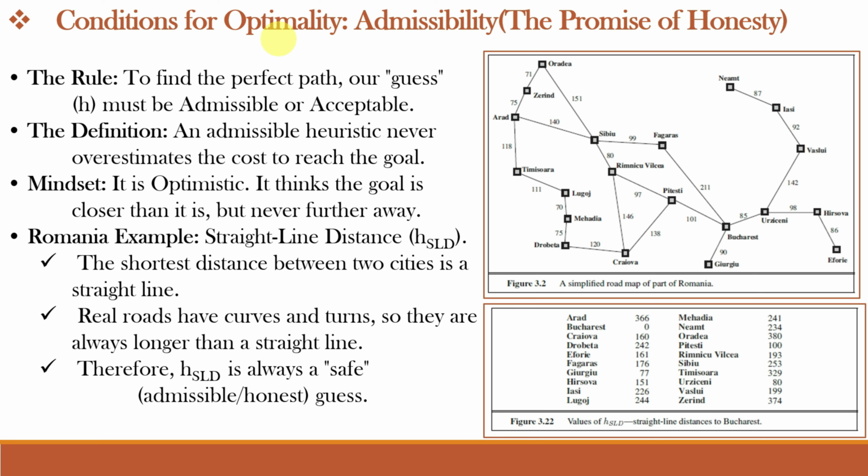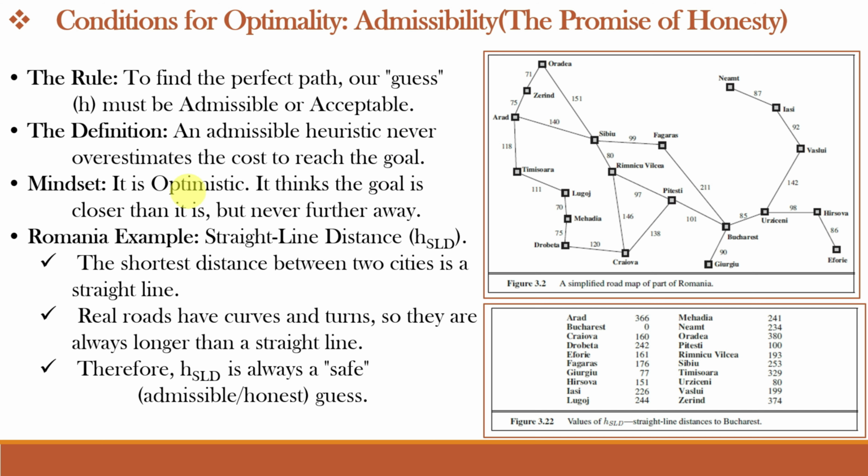Now, how do we guarantee that A-star finds the absolute shortest path? It depends on one rule: admissibility, or acceptability, or honesty. Think of an admissible heuristic as an optimistic or positive friend. If you ask your friend how far Bucharest is, he will give you the lowest possible number. He will never tell you it is 500 km if it is actually 400 kilometers. That is honesty, right?